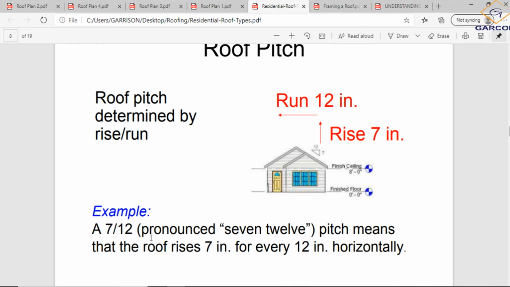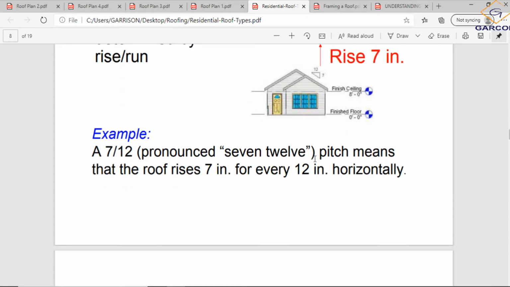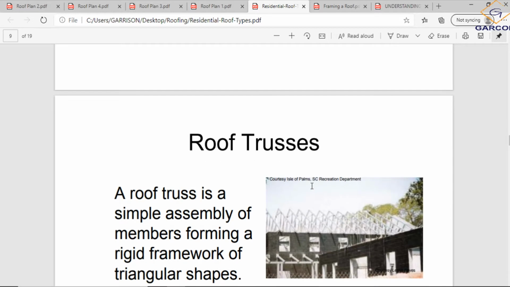Now if you draft a plan, usually the plan tells you what degree or angle it would be on. So sometimes instead of 7/12, you might put 30 degrees or 45 degrees. Pitch means that the roof rises 7 inches for every 12 inches horizontally.